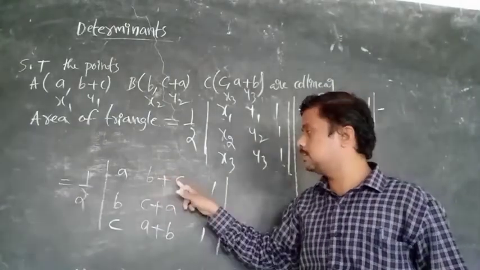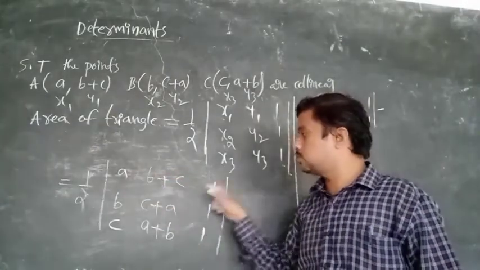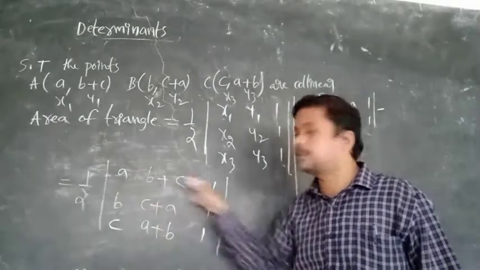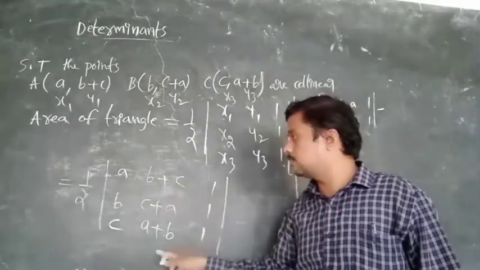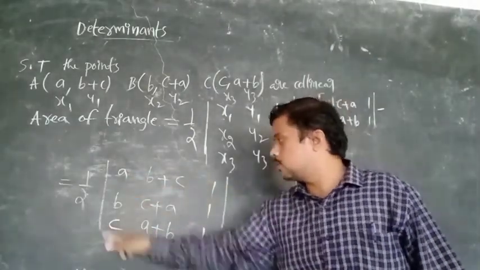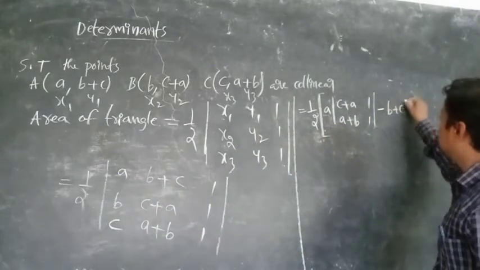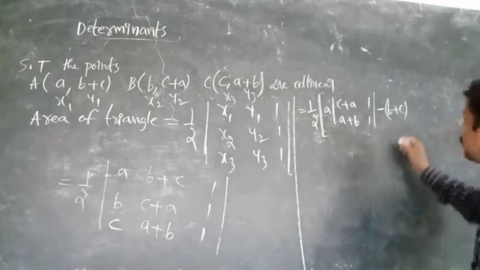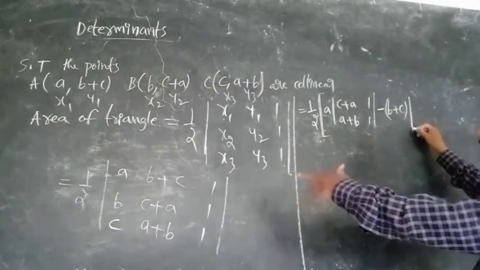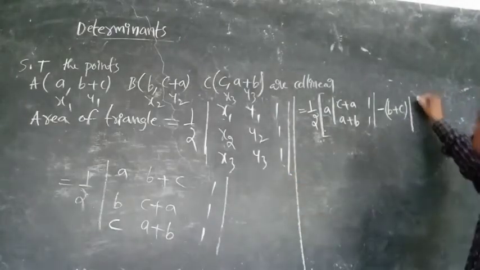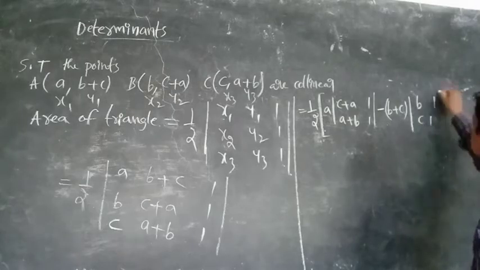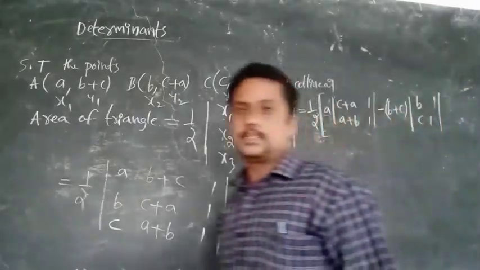B plus C lies where? It is in the first row, second column. So eliminate the first row and second column. So this one, B, C, 1. So B plus C into B, 1, C, 1. Okay, B1C1. Understood or not?